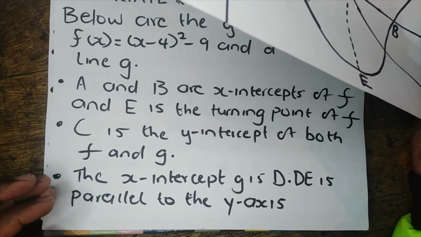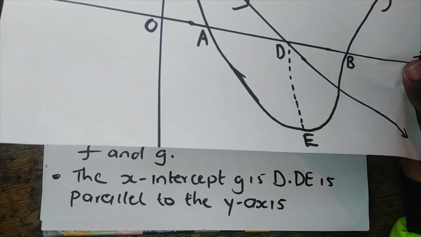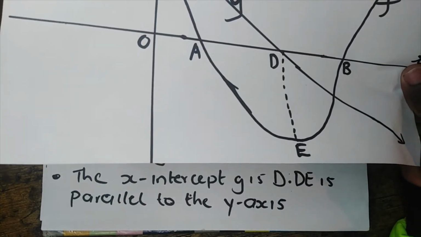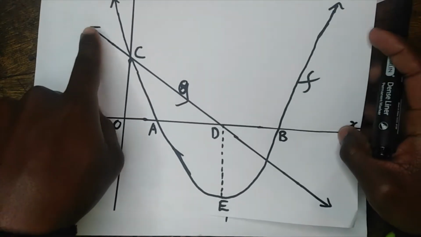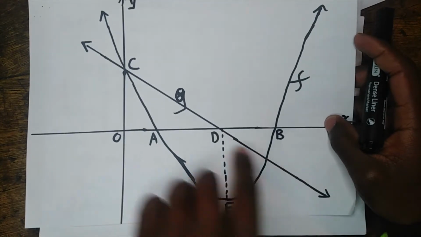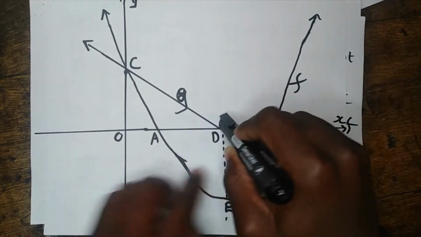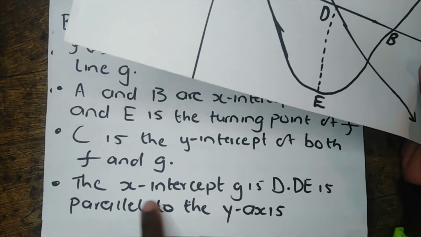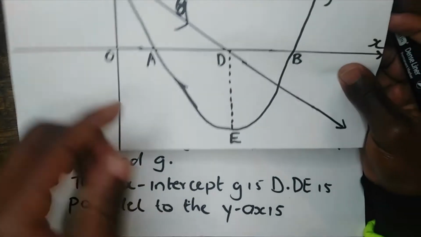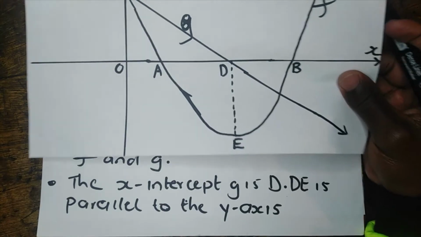Let's move on. The x-intercept of g is D. As you can see here, the straight line first touches a corner, and where it touches the x-axis, that is D. So that's what the statement says. And DE is parallel to the y-axis. So as you can see, here's the y-axis, and DE is parallel to the y-axis.